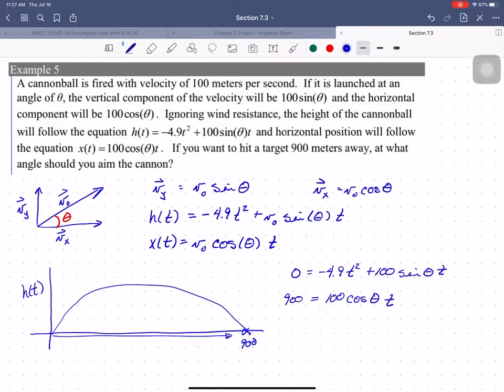The thetas in these two equations are equal, and the times in these two equations are equal, because when we are at time t, we know that h equals 0 and x equals 900. Okay, we can do this. So let's take these two equations and do some work with them.